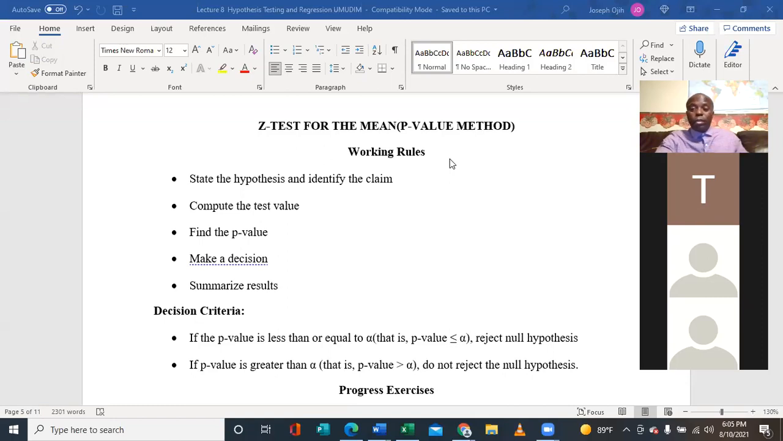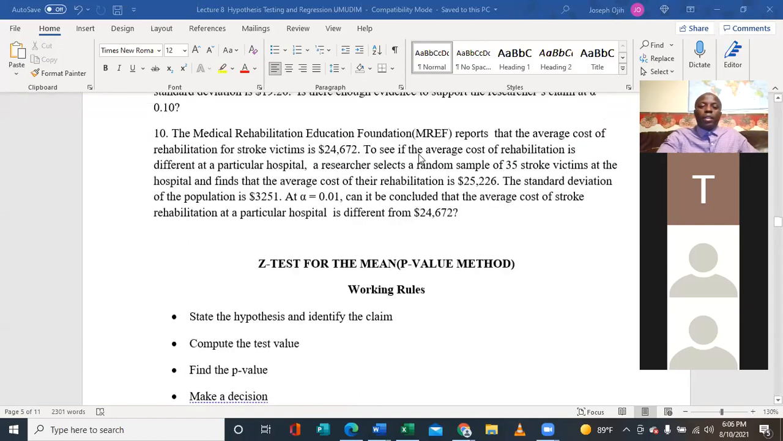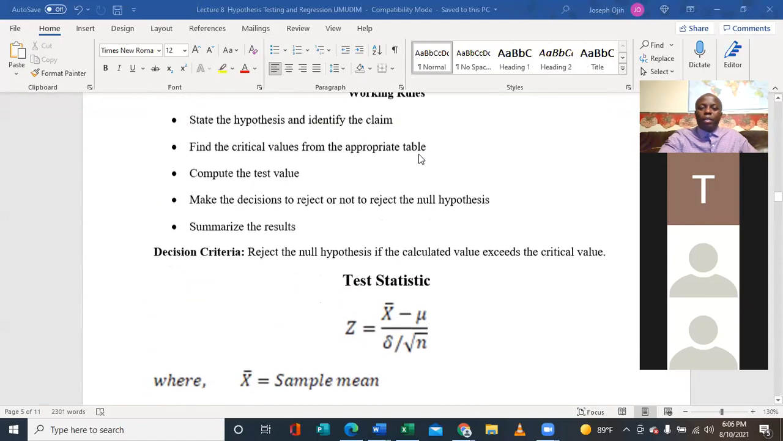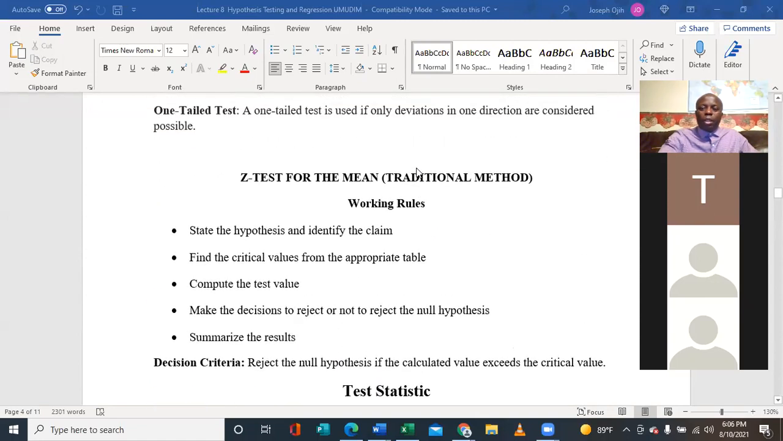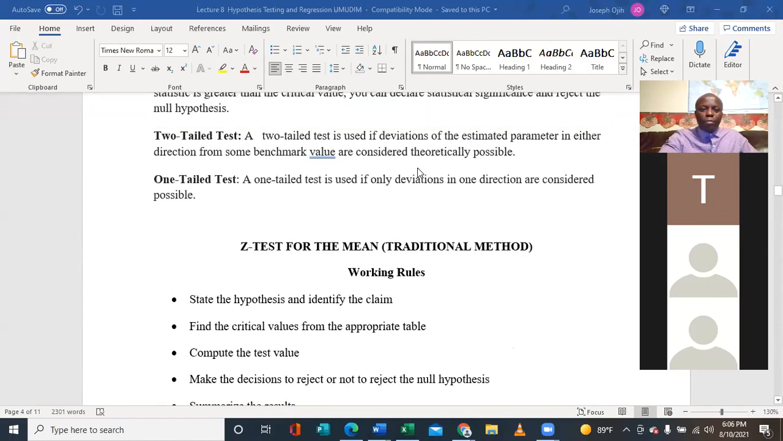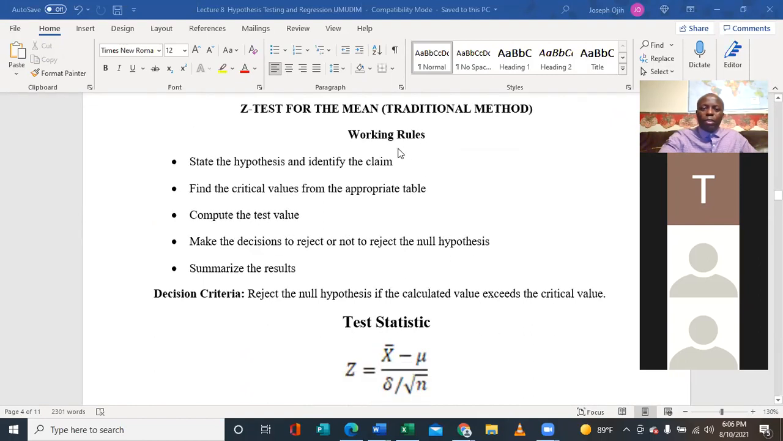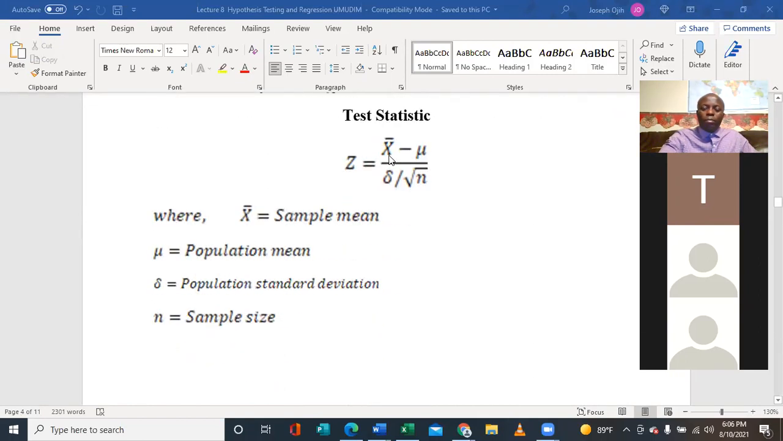Yes. So today we continue with our z-test for the mean. Yesterday I introduced an example with the traditional method, and today we will continue with this same test statistic, and we'll be using the p-value method.